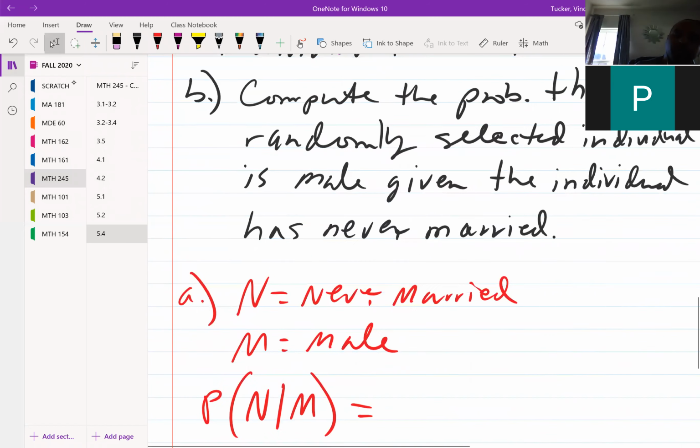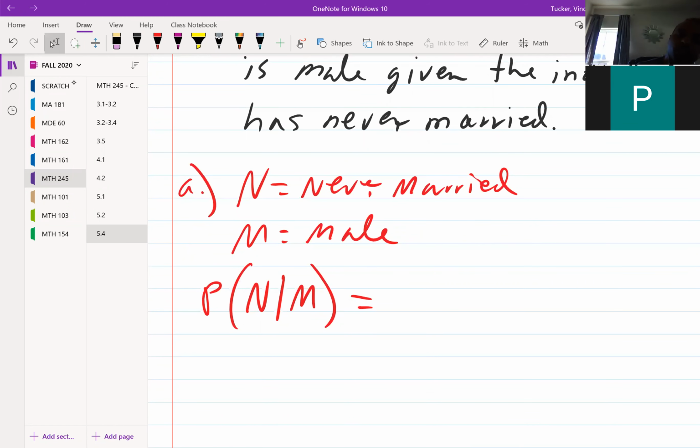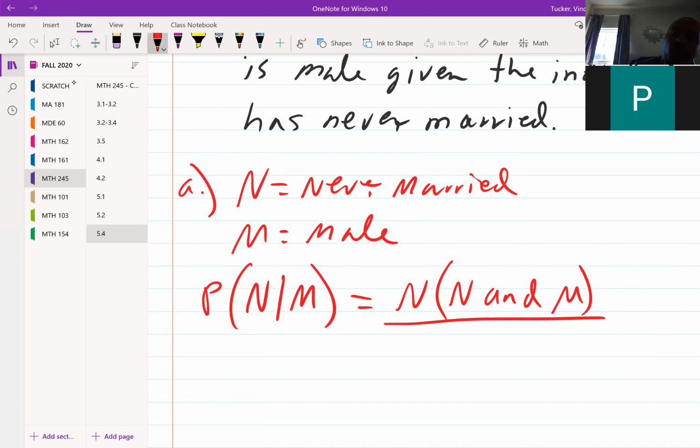So it's the probability of N given that M has already occurred, the probability of finding someone who's never married, given that the person you chose was already male. So this chart gives us the number of individuals that fit the categories. So we need N and M, the number of people that are never married and male, and it's going to be over the number of males that we have altogether.